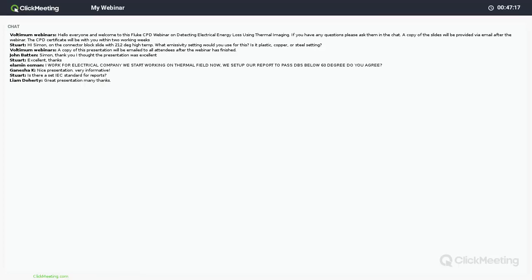I work for an electrical company. We start working on thermal field now. We set up a report to pass DBs below 60 degrees. Do you agree? Okay. There is no wrong and right about this. There are some guidelines. We do have the old VDE guideline that the Germans use, and we have the NETA guidelines that the Americans use.